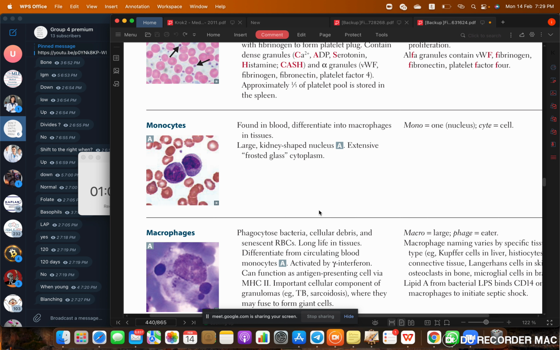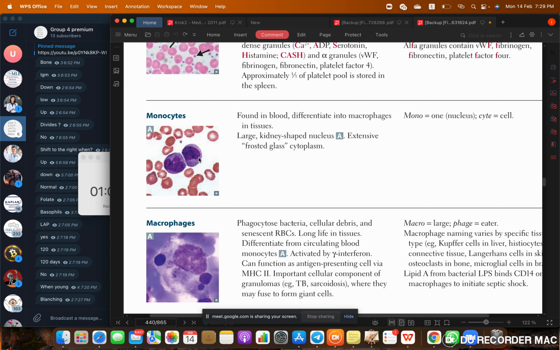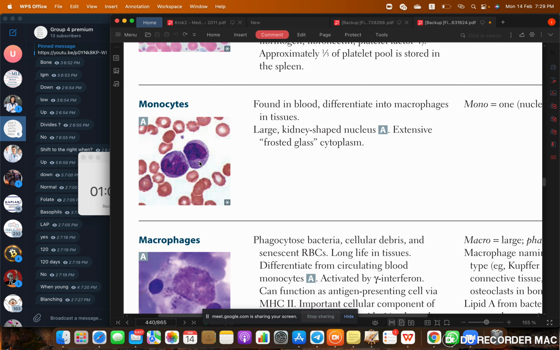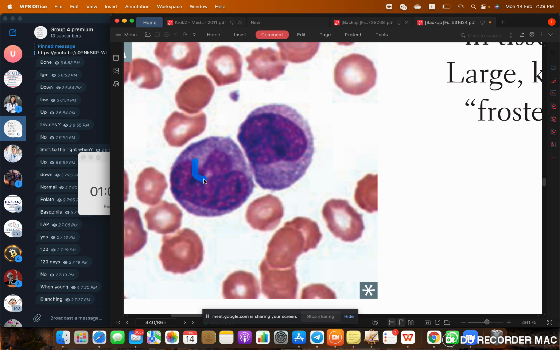Monocyte, as long as it's in the circulation, it's monocyte. The moment it goes to the tissue, it becomes a macrophage. So it's found in the blood, and it can differentiate into macrophage in the tissues. It's a large cell, and it has a kidney-shaped nucleus. Notice, the size of it is like 3 RBCs combined. And if you take a look at the lobes, it has this kidney shape.